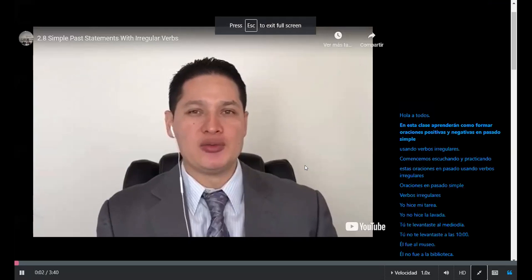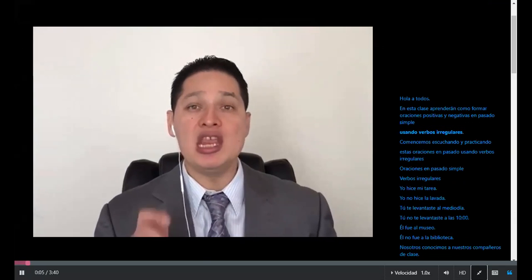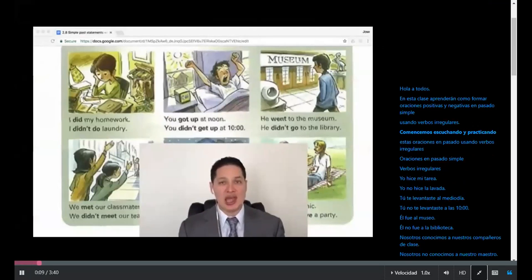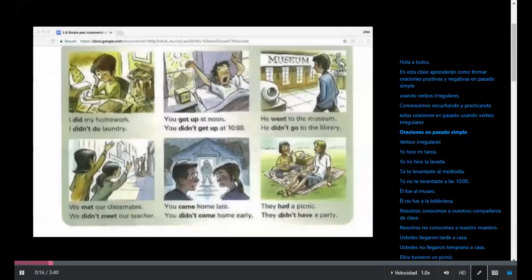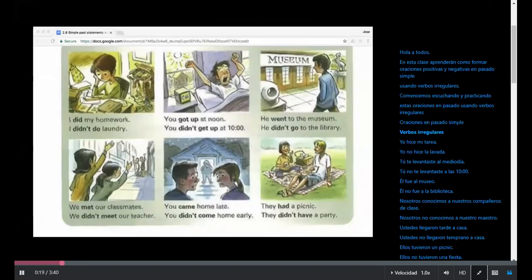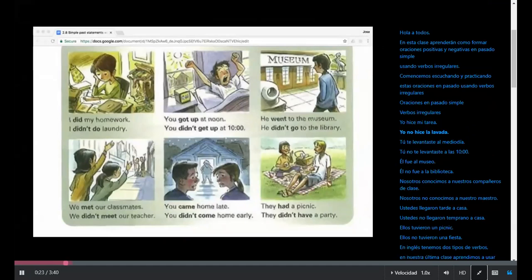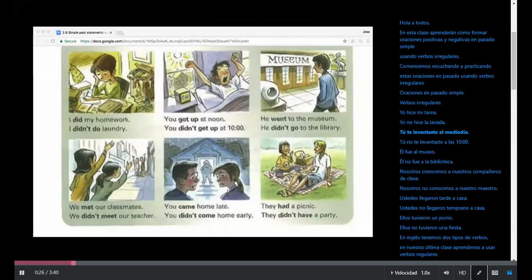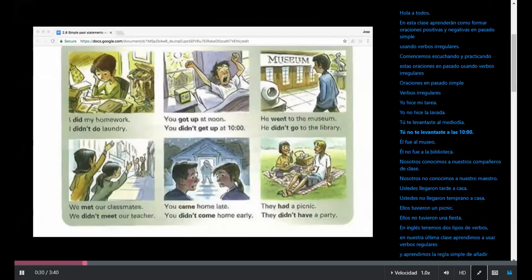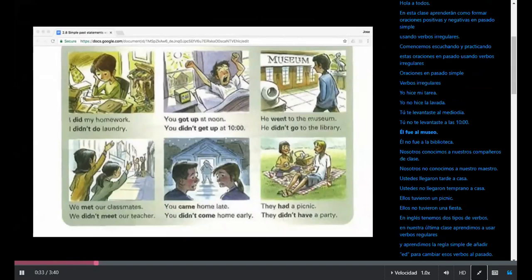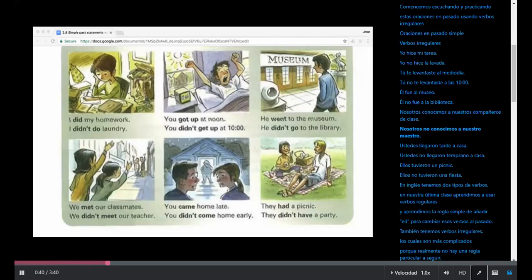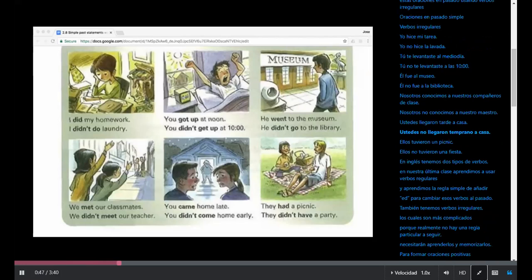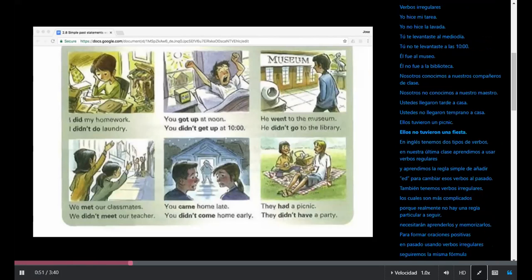Hi, everyone. In this class, you'll learn to form positive and negative statements using irregular verbs. Let's get started by listening and practicing these statements in the past using irregular verbs. Simple past statements. Irregular verbs. I did my homework. I didn't do laundry. You got up at noon. You didn't get up at 10 o'clock. He went to the museum. He didn't go to the library. We met our classmates. We didn't meet our teacher. You came home late. You didn't come home early. They had a picnic. They didn't have a party.